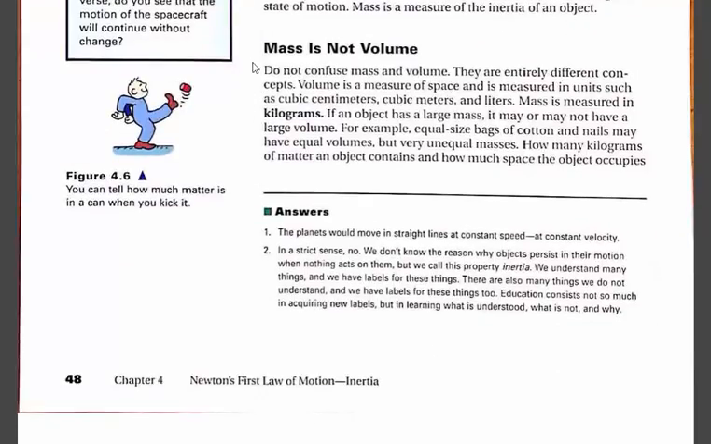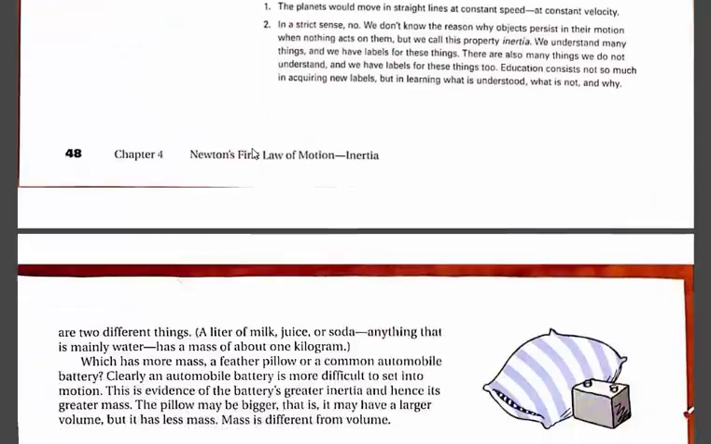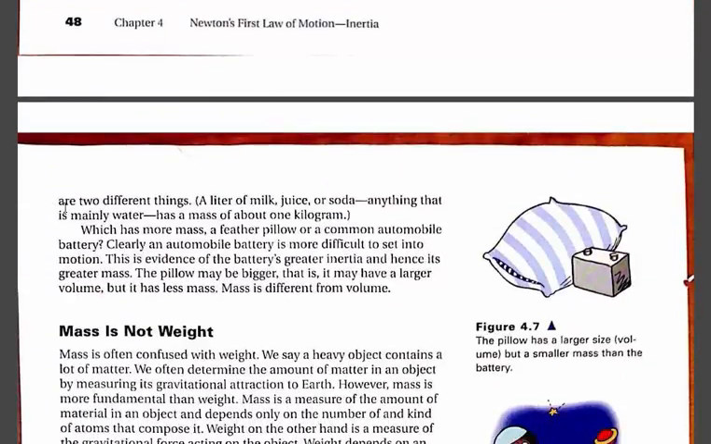Mass is not volume. Do not confuse mass and volume. They are entirely different concepts. Volume is a measure of space and is measured in units such as cubic centimeters, cubic meters, and liters. Mass is measured in kilograms. If an object has a large mass, it may or may not have a large volume. For example, equal-sized bags of cotton and nails may have equal volumes, but very unequal masses. How many kilograms of matter an object contains and how much space the object occupies are two different things. A liter of milk, juice, or soda, anything that is mainly water, has a mass of about 1 kilogram.